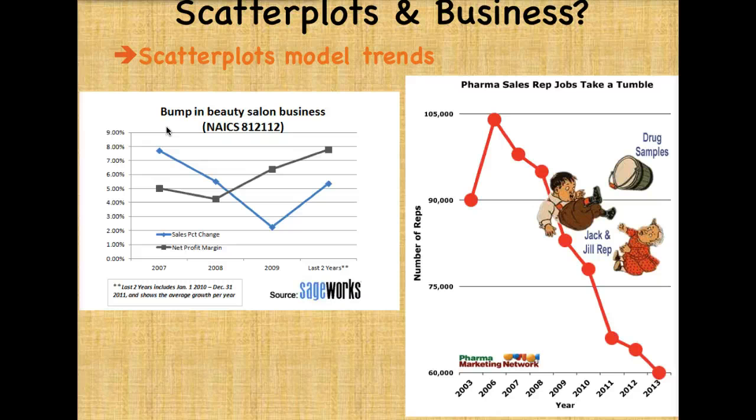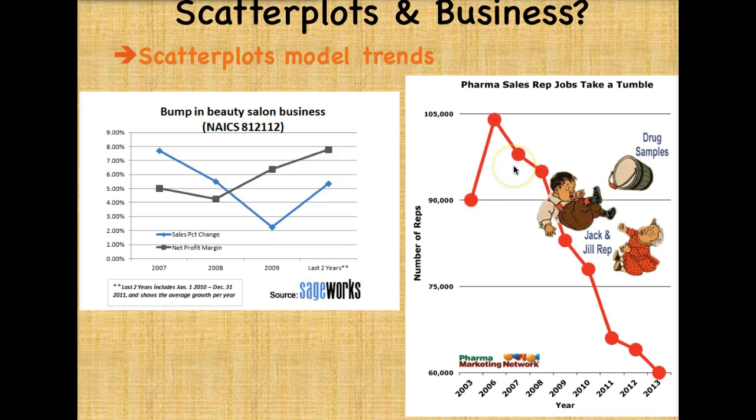We said scatterplots model trends. Here are two examples of how they can model trends. We can have a whole bunch of data, but it's hard to see what's going on with the data until we graph it as a scatterplot. In this first example, the title says Bump in Beauty Salon Business. You can see what that means: initially the beauty salon business went down, the net profit margin, the sales percent change are going down, but then at some point, in this case 2008 and 2009, they're suddenly going back up. There's a bump in business.